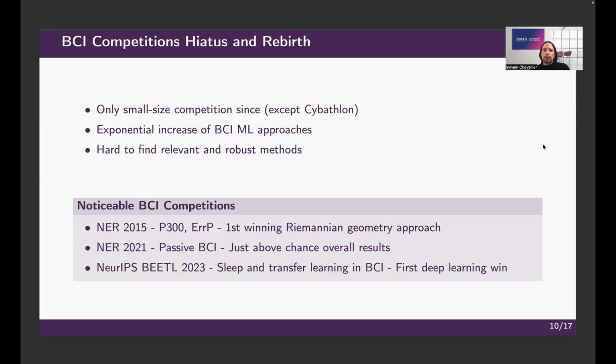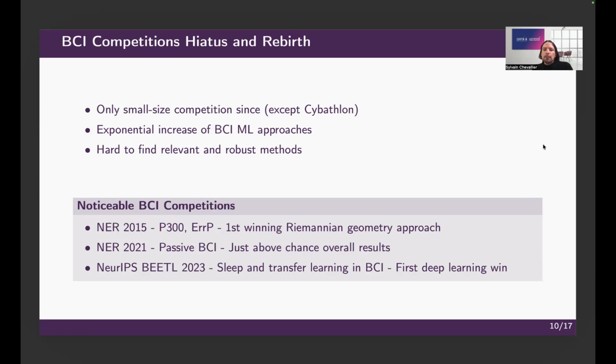As it's very difficult, lots of papers and literature were relying on the open data from the previous competitions. And as it was very visible at the time, there was an exponential increase in BCI papers. And it was very, very hard to find those approaches that were really advancing the field. So a few BCI competitions were quite noticeable.